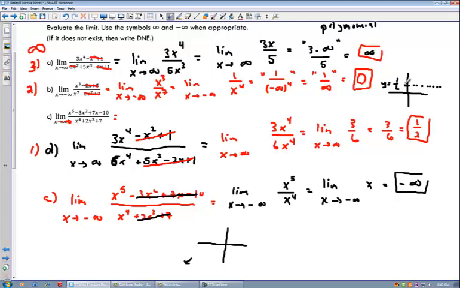So that's the idea. These are real simple to do in the end because you can just look at the degrees and compare them. But you have to show your work. There are more complicated ways to do these, and I try to give you the easiest way, but I still need you to show your work so I'm sure that you understand what you're actually doing.